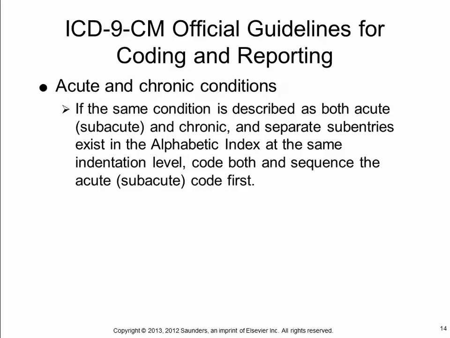Acute and chronic. So here is the deal with acute and chronic. If the same condition is described as both acute and chronic, and separate sub-entries exist in the alphabetic index at the same indentation level, code both and sequence the acute code first. So that's really nice. What does that mean?